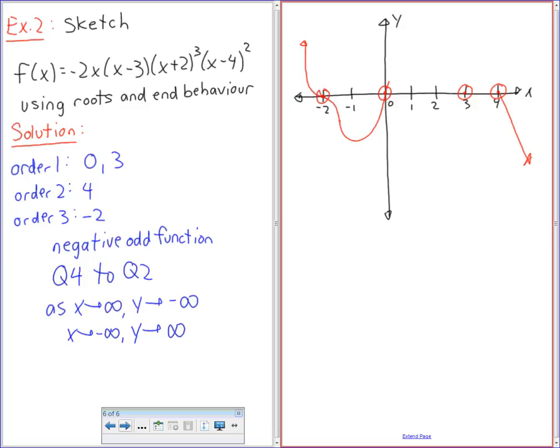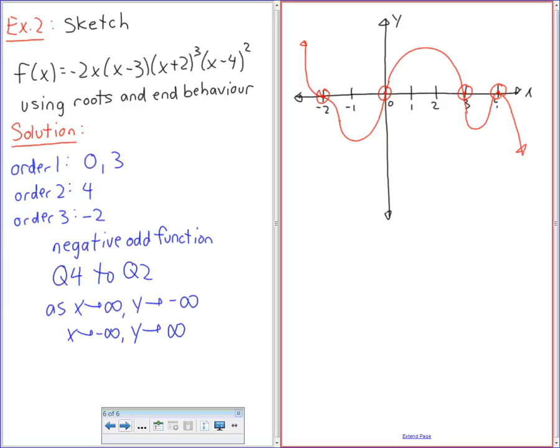3 is an order 1 root. How do you do that? Straight through. And 4 is an order 2 root. How do you do that? Yeah. So treat it just like an x squared with a vertex, right? So it's going to look sort of just like this. That's what that one should sort of look like.